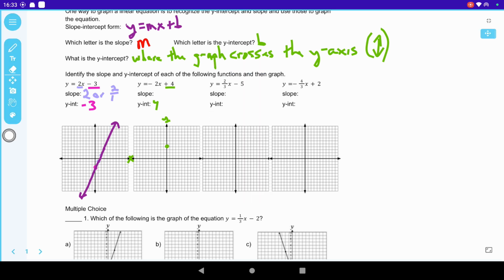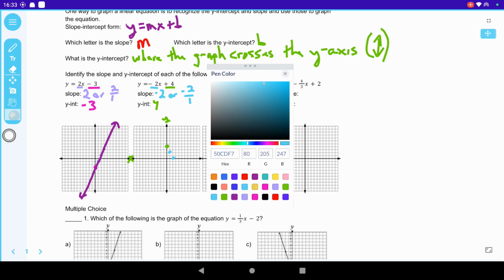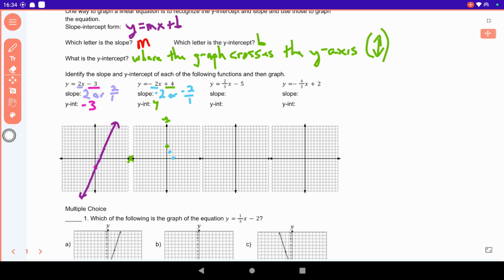From there, you're going to do your slope, which in this case is negative 2. Or we could say negative 2 over 1. Again, any integer that's not a fraction is a fraction over 1. So from this 4, where we started, we're going to go down 2, to the right 1. And then from that point, down 2 and to the right 1. And then you're going to take your straight edge and draw a line that goes through those points, again drawing an arrow on the end.